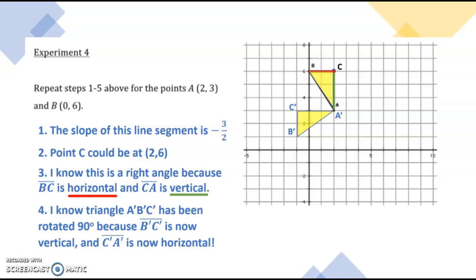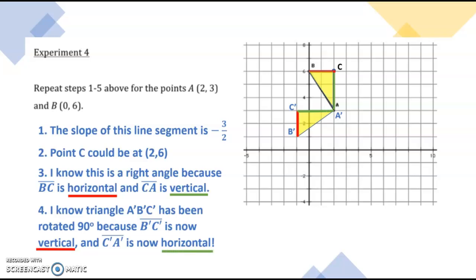All right, and since the answer was on your screen already, that was an easy one. We know that this B prime C prime, let's watch it happen, yeah, went from being horizontal when we answered in question 3 to vertical now in question 4. So it went from horizontal to vertical, which we know makes a 90-degree angle, which is now associated with that 90-degree rotation.